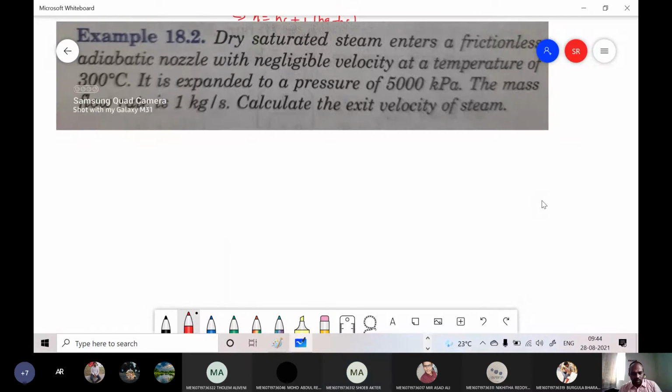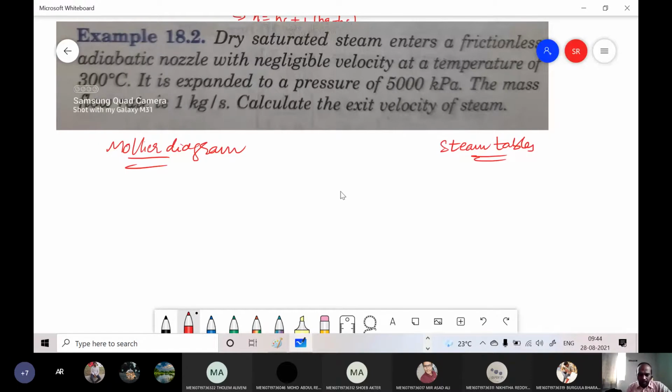Right? Now, as I told, any problem related to steam we can solve by using the Mollier diagram, which is a graphical method and the easiest method, or by using the steam table. We can solve any problem by using either steam tables or the Mollier diagram. Most of the problems we can do. Okay, right.